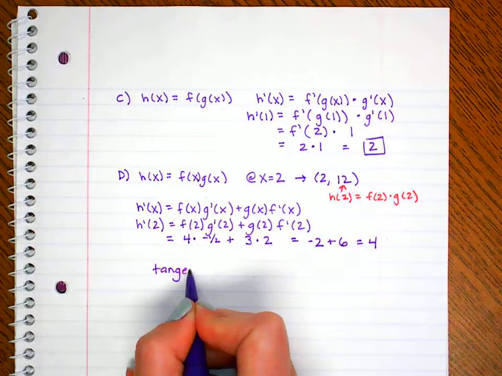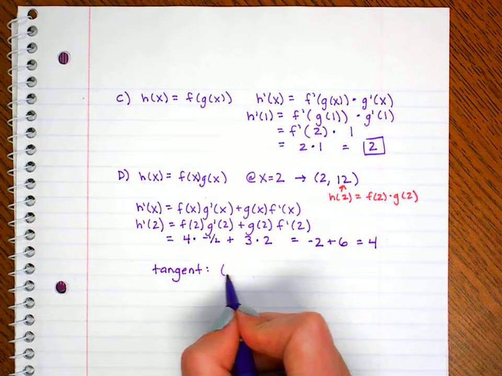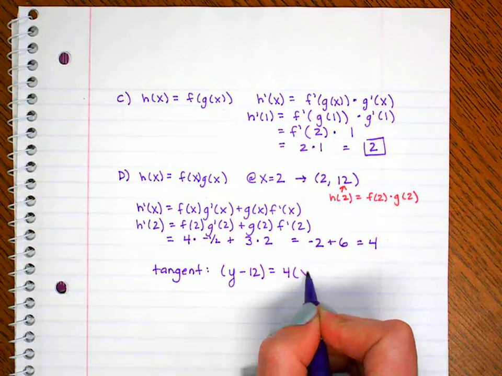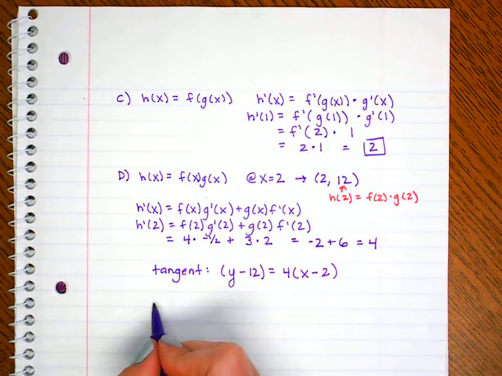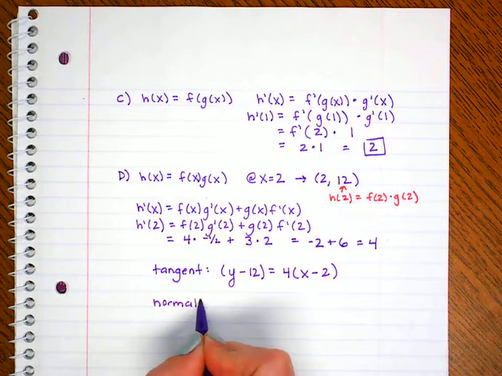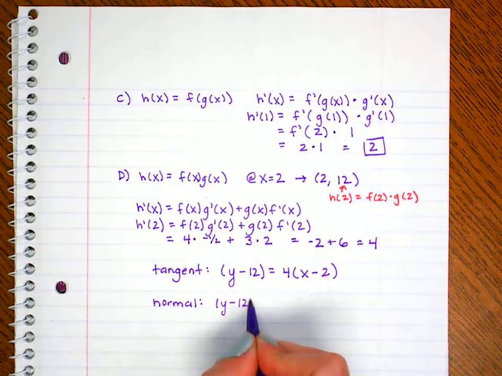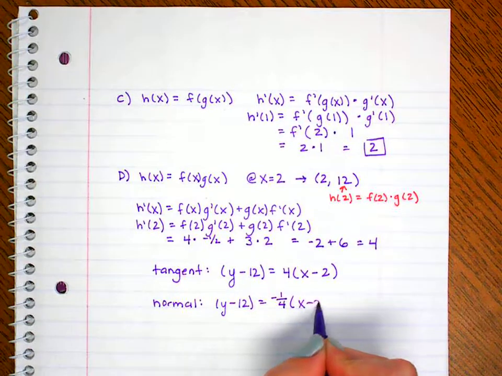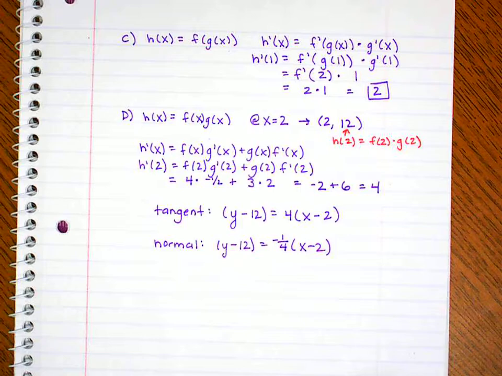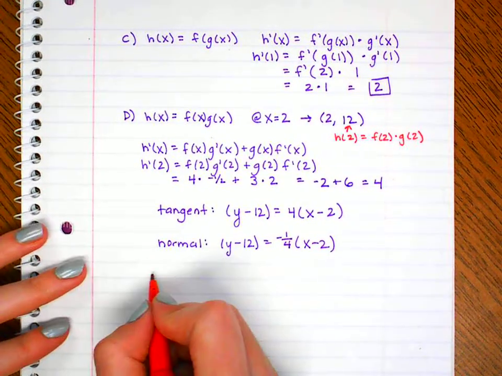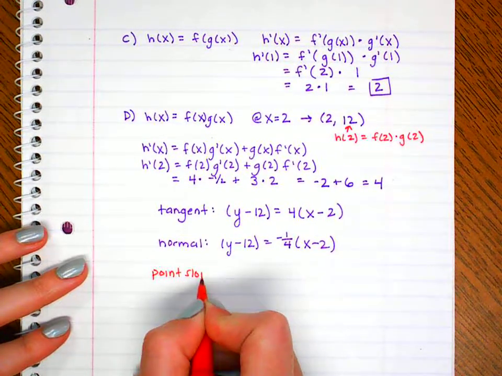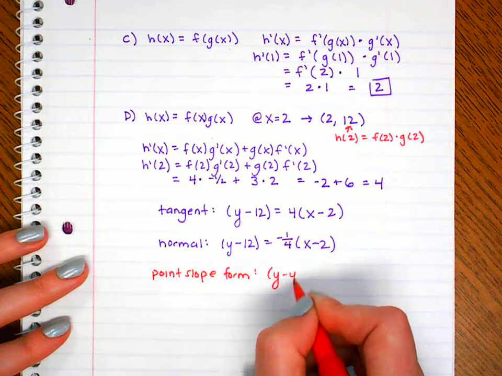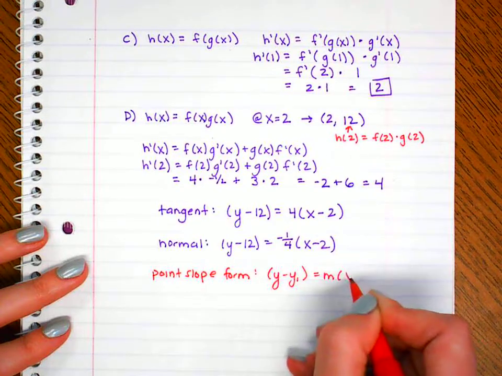So my tangent line is going to be y minus the y coordinate equals the slope of the tangent line times x minus the x coordinate. And my normal line is perpendicular to the tangent line, which really just means that the slope is going to be the negative reciprocal. Okay? And that is our last problem. Let me just remind you guys one more thing. If you need to do point slope form of a line, it's y minus y1 equals slope times x minus x1.